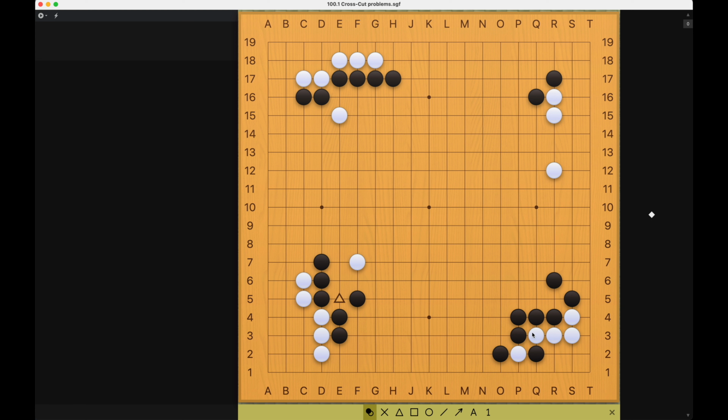And actually, a lot of the answers to our problems with capture is the cutting point, because by cutting your opponent's pieces into separate groups, it is much easier to attack and capture. And that is why I'm teaching you the crosscut first.